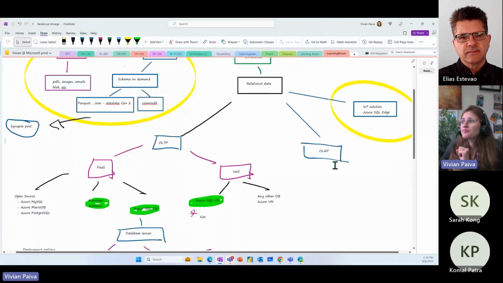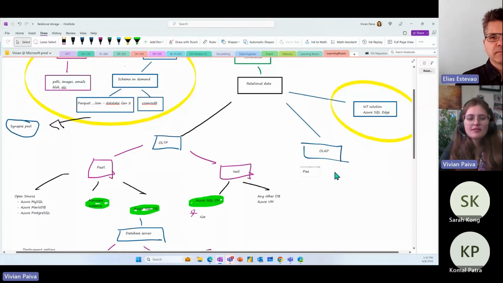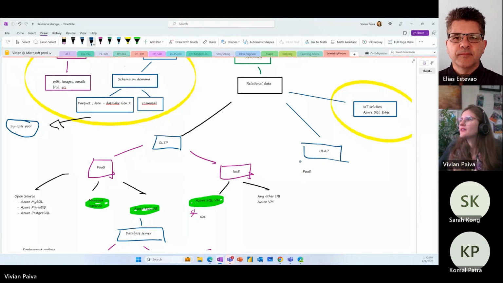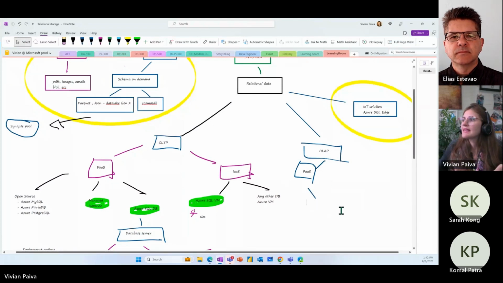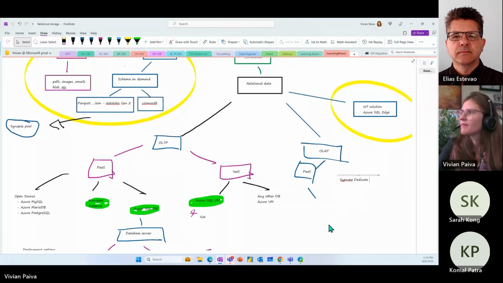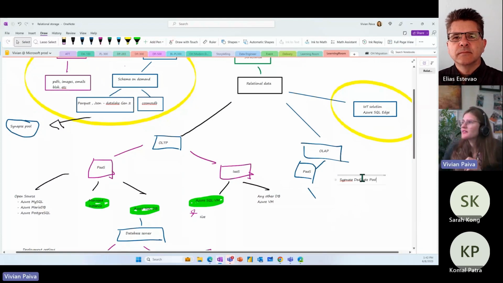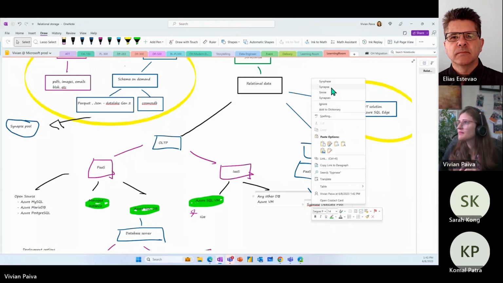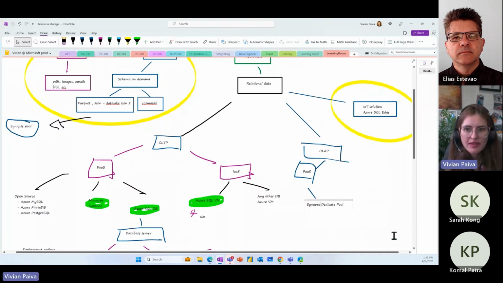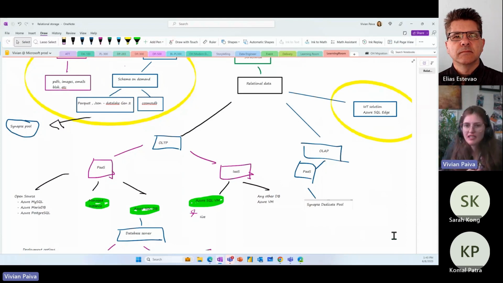If we are talking about a traditional data warehouse, and we are talking about PaaS solutions, we are talking about the Synapse dedicated pool. So if we are talking about a traditional relational database, we are talking about a dedicated pool. Star schema, okay? So that's how we can achieve it.